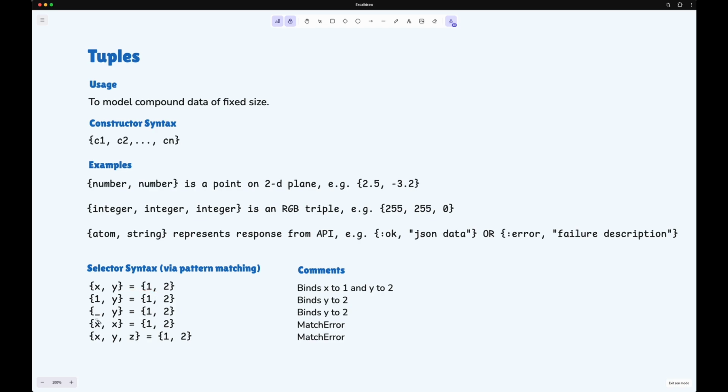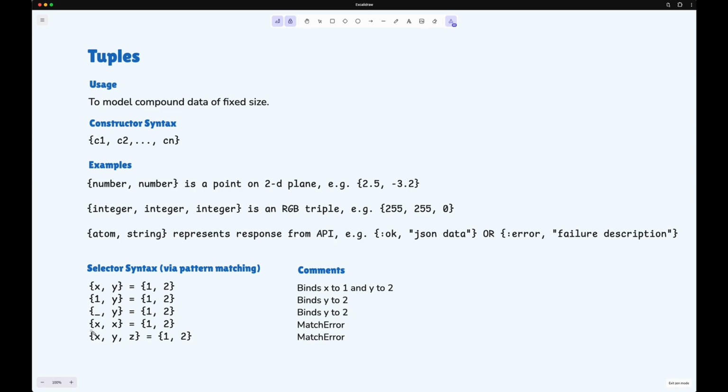In the third example, the first component is represented by an underscore on the left hand side. This means it will match any 2-component tuple, and the first value could be of any type. It could be a number, a string, an atom, or any other compound data. So this is kind of a match all, and in this case y will be bound to 2. This is commonly used in situations where we only need some components from a tuple and discard the rest. So underscore is used to discard the components that we don't need.